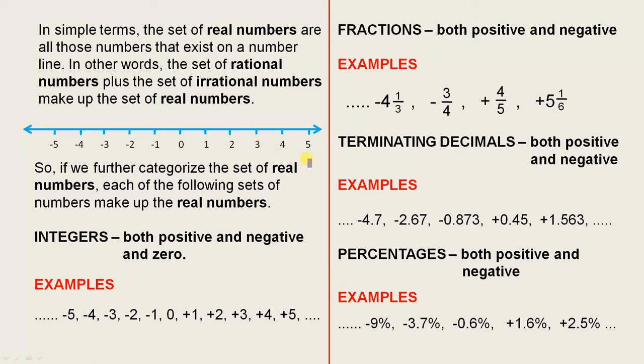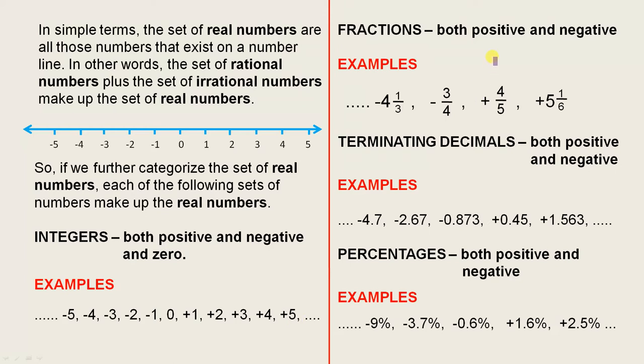So, if we further categorize the set of real numbers, each of the following sets of numbers make up the real numbers. The integers, both positive and negative, and zero. If we remember from a previous lesson, the integers are all the whole numbers, both positive and negative, and also zero. They are part of the set of real numbers.